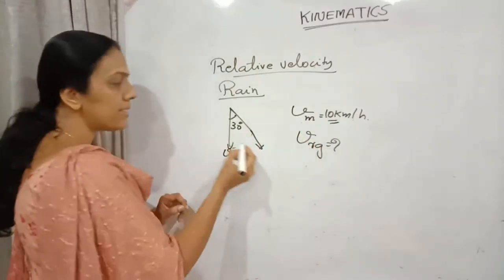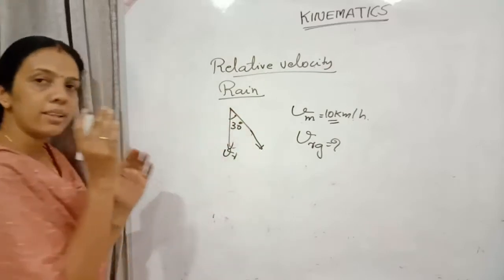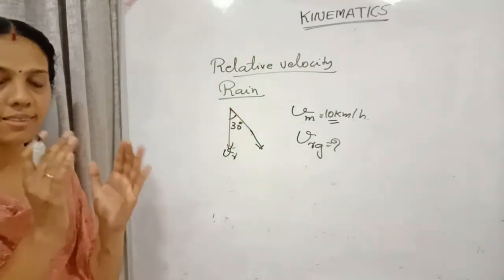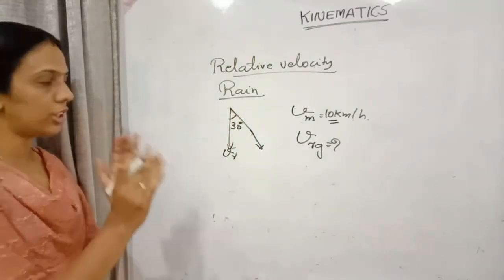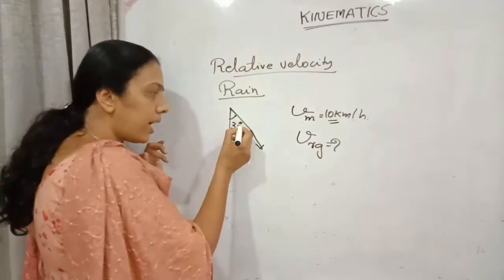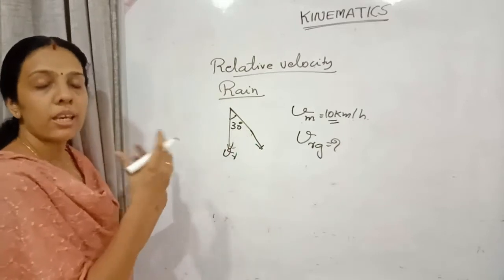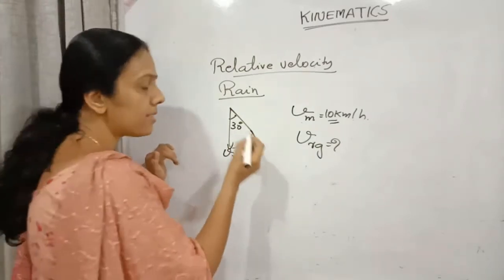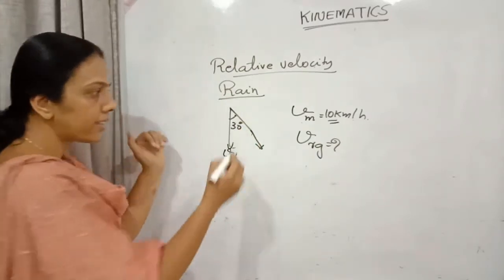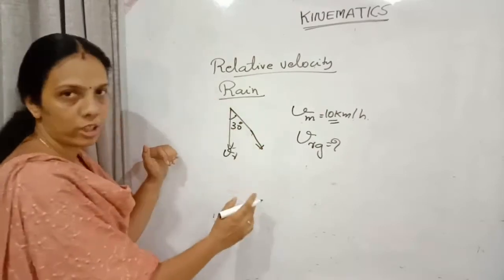So here in this case, when the man was standing still at one position, he was holding the umbrella at 30 degrees to escape from the rain. That means the rain was making an angle of 30 degrees; it is not falling vertically.